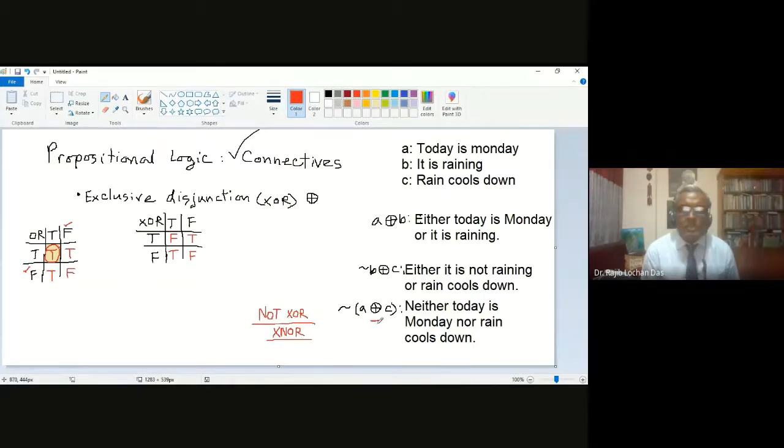Now one question may come: will it be the same, like not A XOR not C? What will you write for this expression? Will you write the same thing for this expression also?